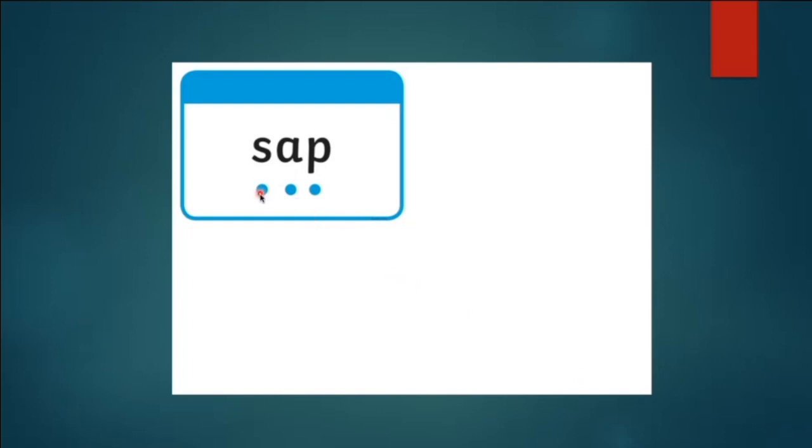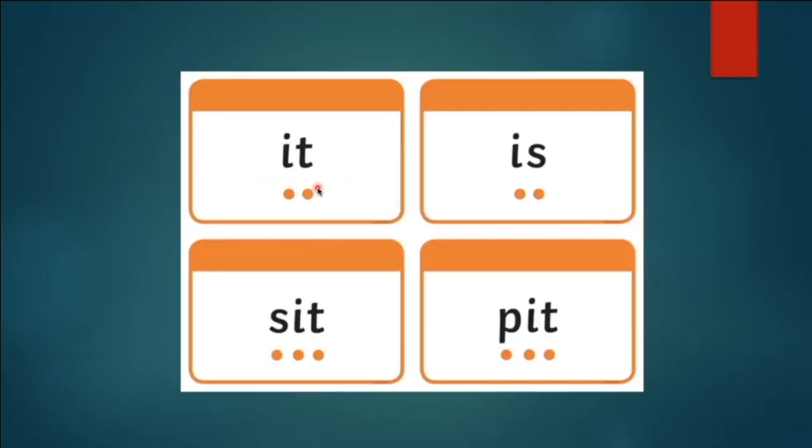What do we have here? Again, a word with 3 sounds because we have 3 dots here. Dots represent the number of sounds we can hear from each word. So let's begin. The first sound is s, a, p. S-a-p. What's the word? The word is sap. All right. Now let's move on to the next slide that we have here.